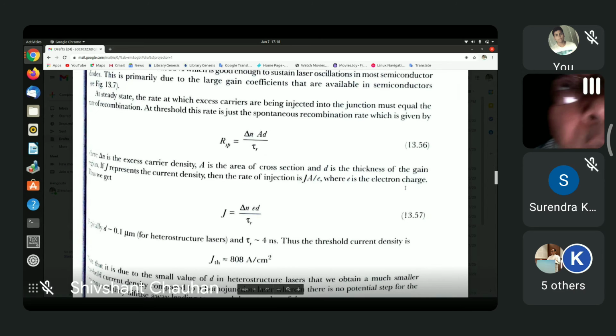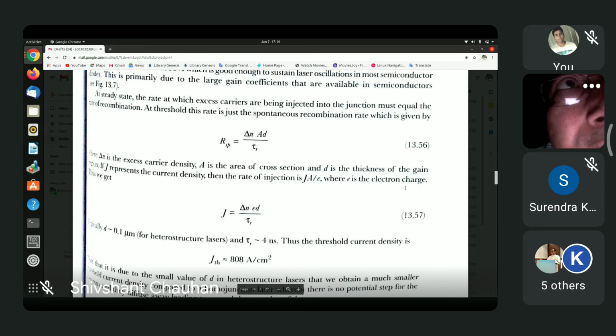Now, these recombinations can be spontaneous or can be stimulated, but that is a separate thing. You have to have this equality of the number of carriers injected and the number of carriers that get lost via recombination. One more thing I must point out at this moment.